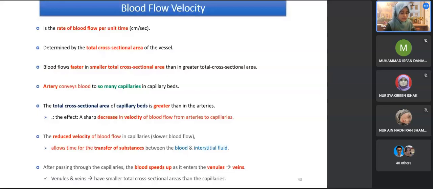Okay. So kita break for 2 minutes. Digest apa yang kita tengok tadi before we continue with the blood flow velocity.